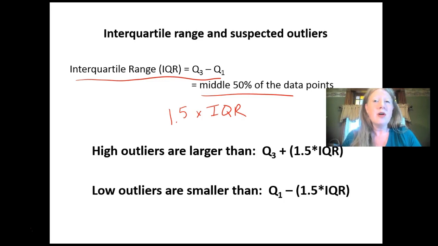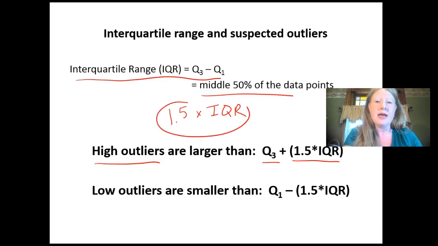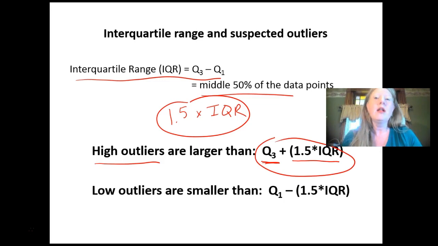Now if we have what are called high outliers, meaning values that are larger than many other values in the data set, or unusually large, those values would be larger than 1.5 times IQR plus Q3. So you'd figure this out, and then you'd add that number to Q3. And anything that is larger than whatever you get here would be considered an outlier.